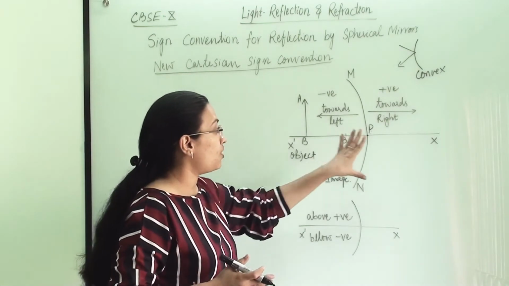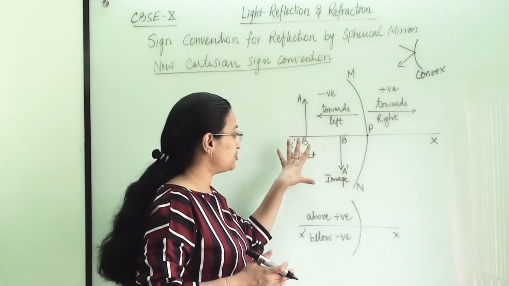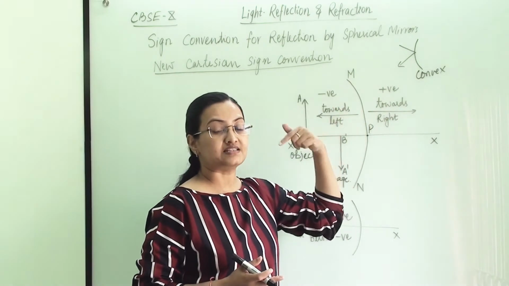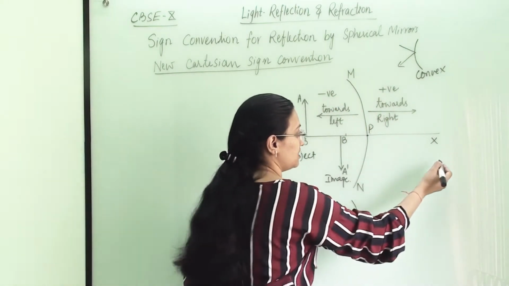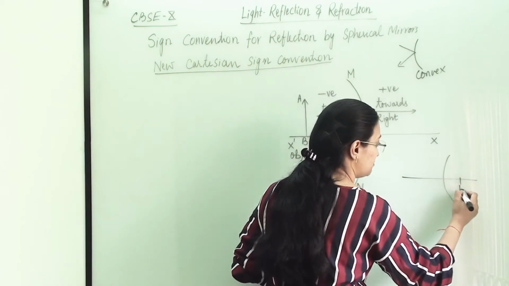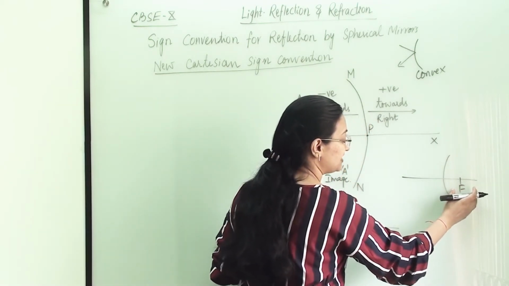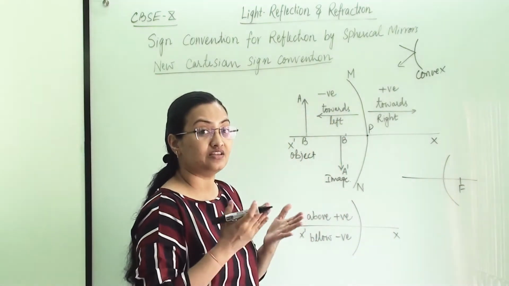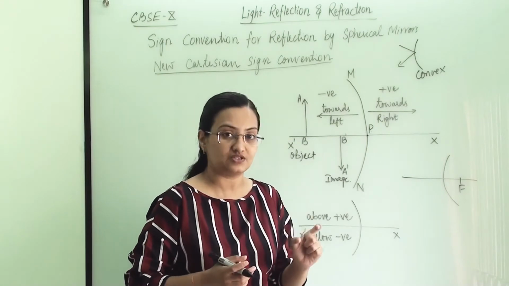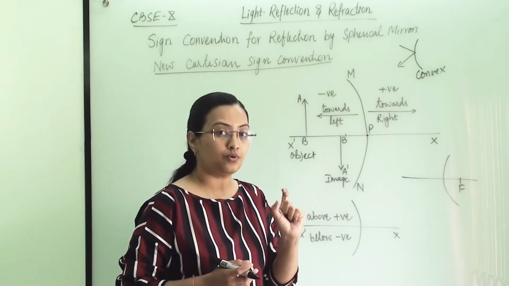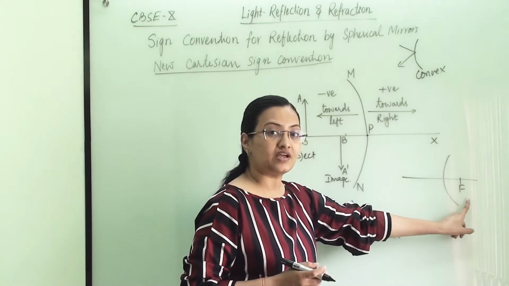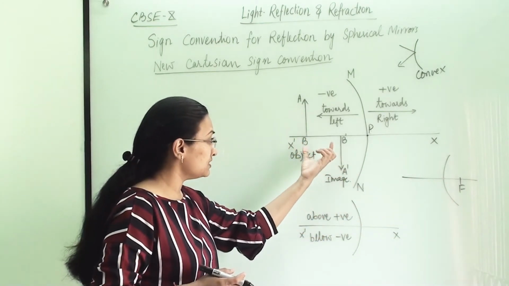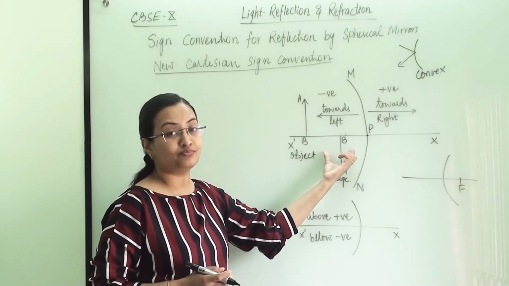And all the distances for the object we are keeping it here, but in the case of convex mirror the focal point is lying behind the mirror. This is a convex mirror and focal point is lying behind the mirror. So most of the time we will get the image behind the mirror. So for those cases, whenever we are getting the image, that distance we are denoting with positive sign. That means the image we are getting is towards the right hand side.